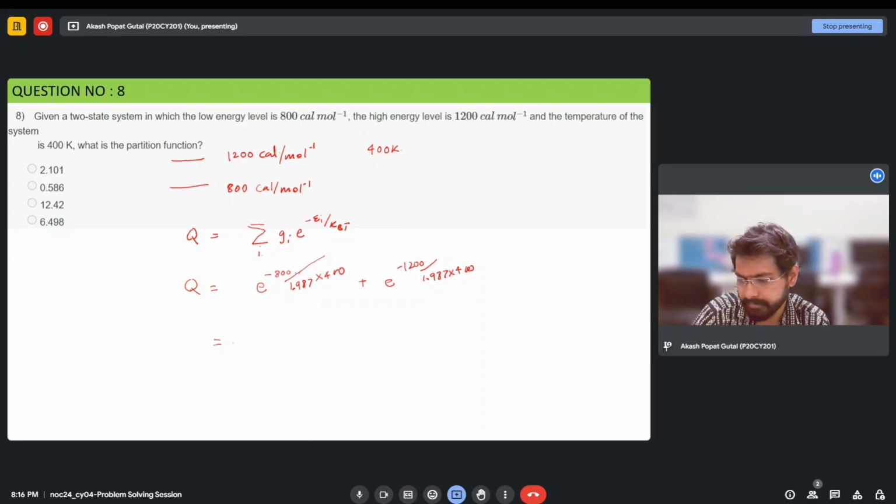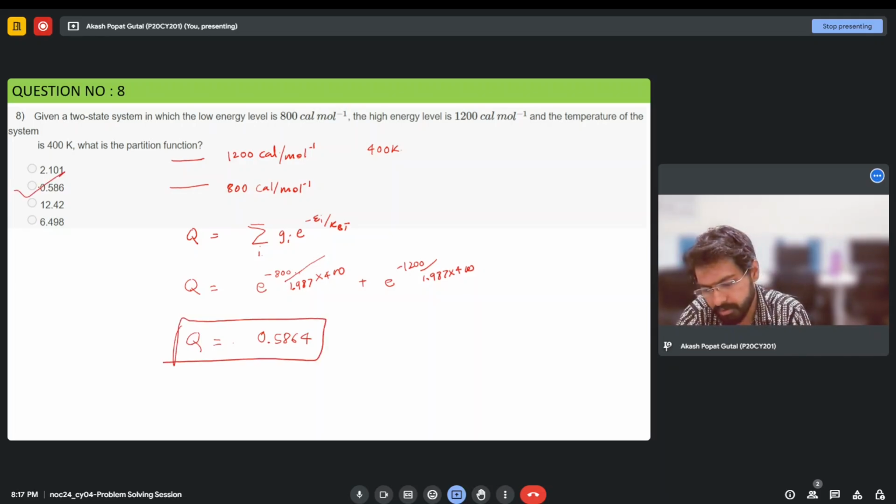e raised to the power minus 800 divided by 1.987 into 400, plus e raised to minus 1200 divided by 1.987 into 400, which is 0.5864. Your answer should be option number second.